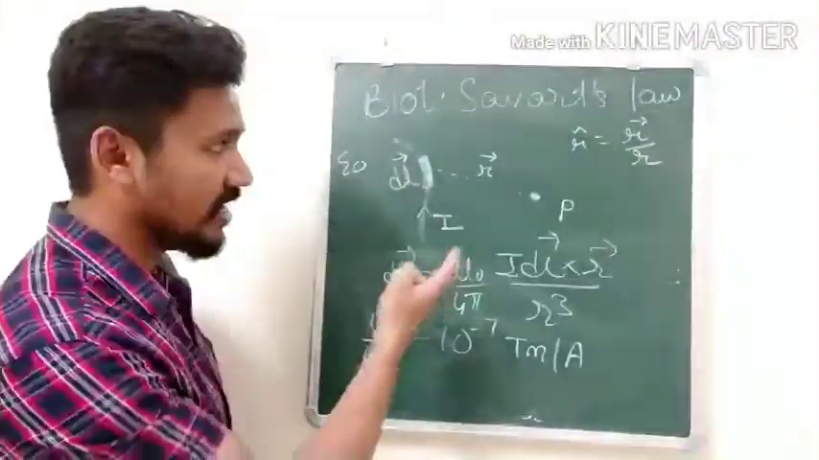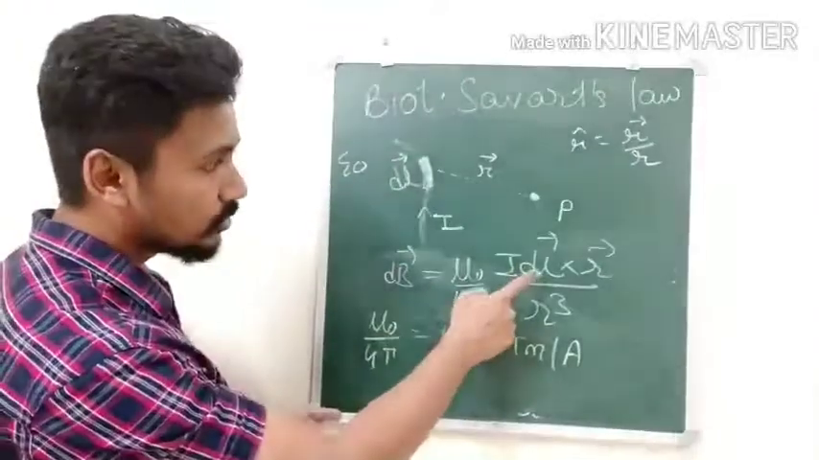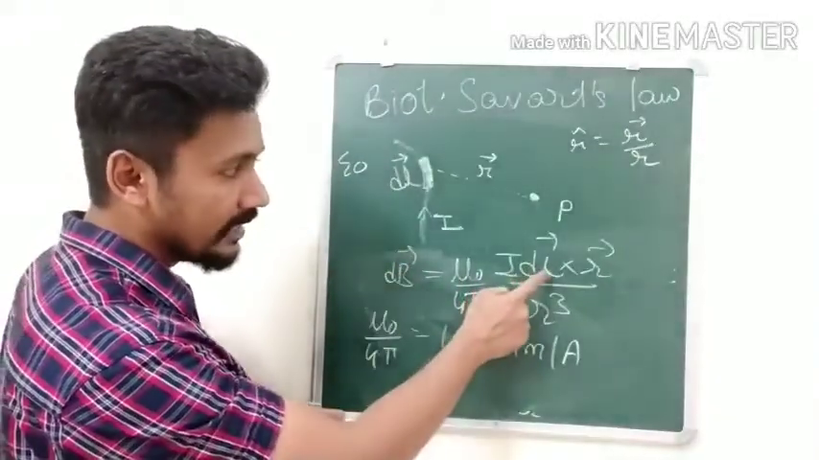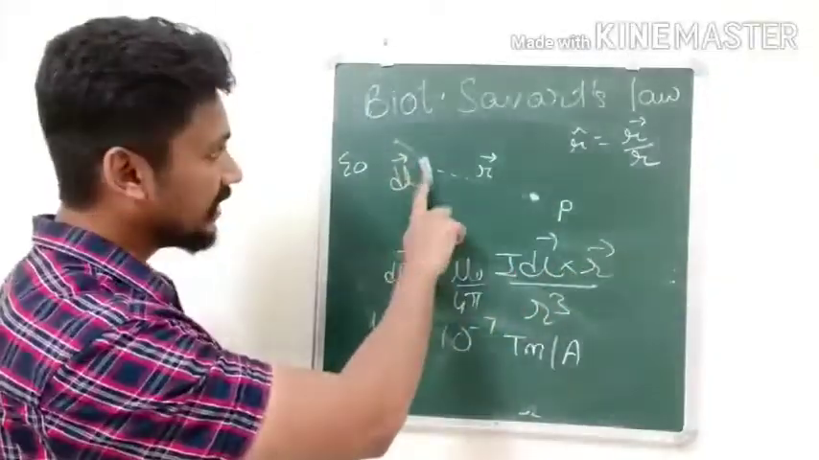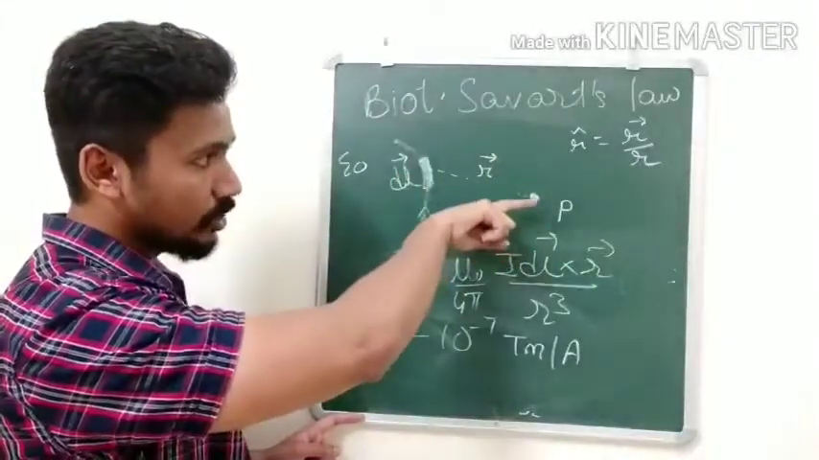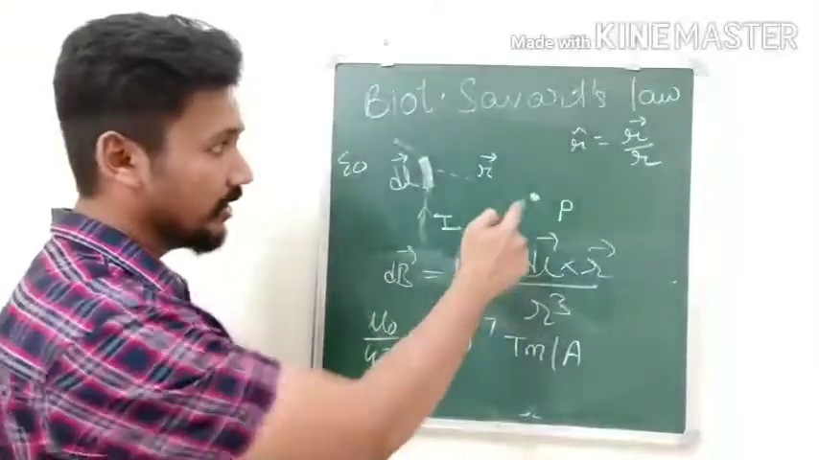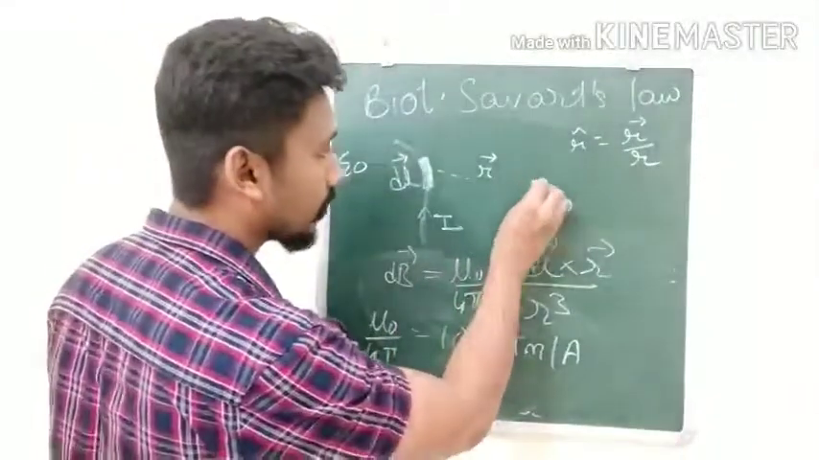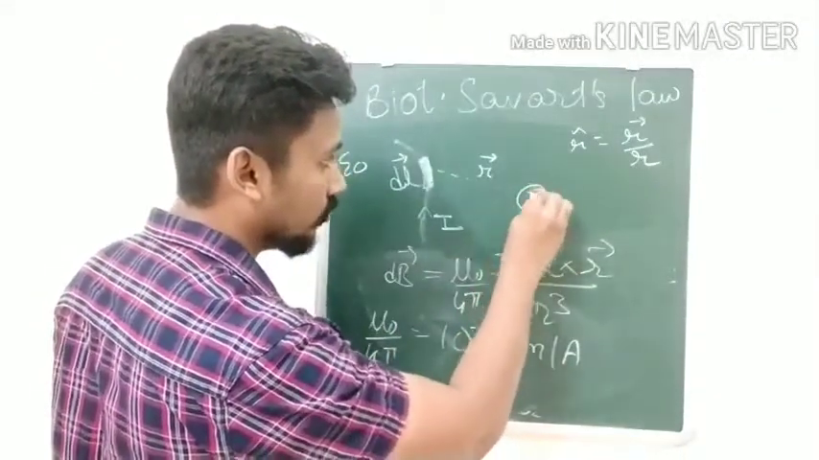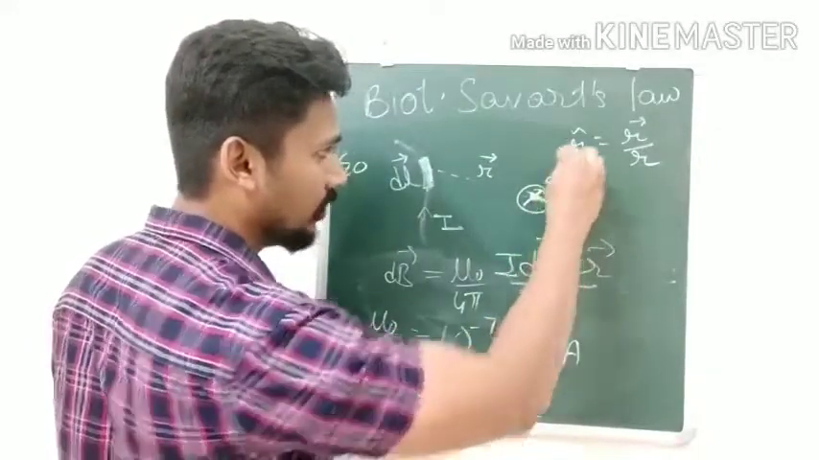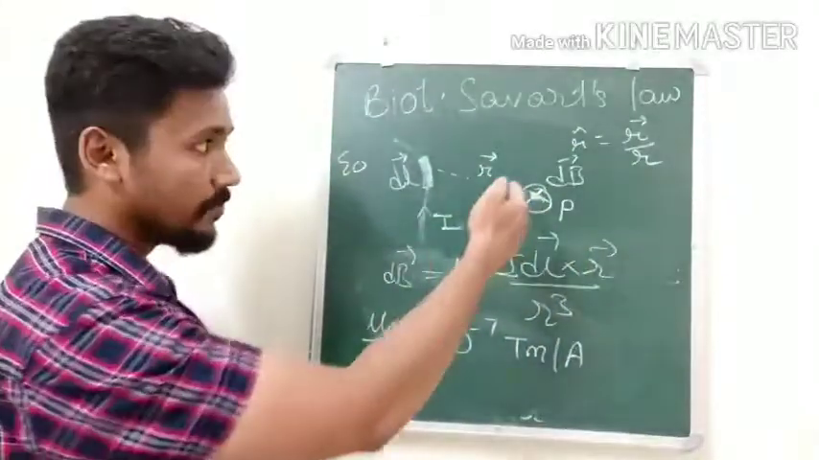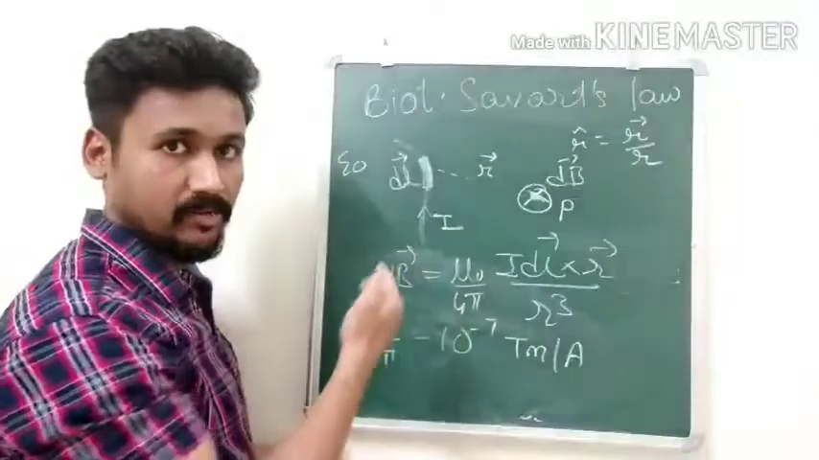Of course, now you can find out the direction of dB as well. The direction of dB will be dl cross r. This is dl, the direction of dl is here, r is going on this side. So dl cross r, dB, that is the magnetic field, would be like this. We should draw a cross over here. This is the direction of dB. The cross signifies the magnetic field is going inside the plane of the board.